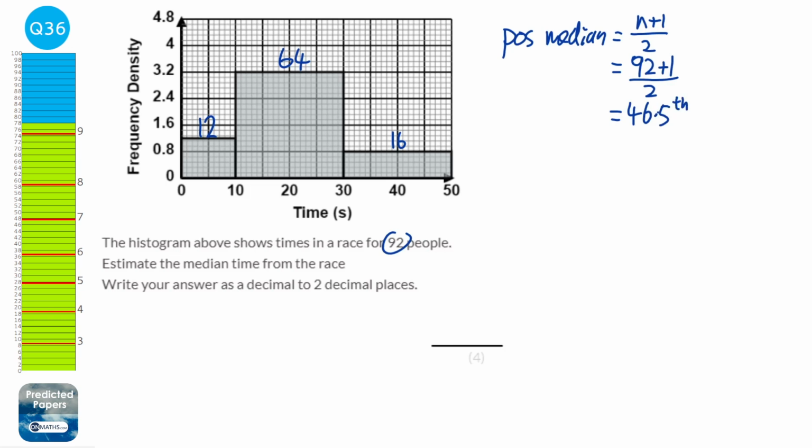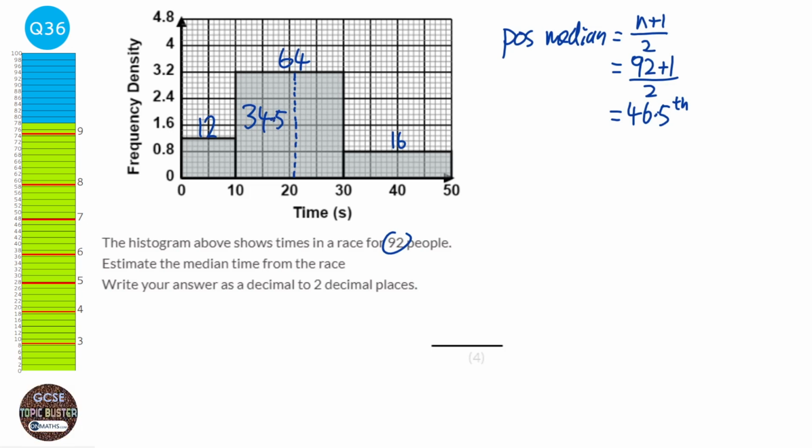Okay, so where is 46.5? Well, the first 12 are in the first bar here. The next 64 are in the next bar here. Now 46.5 would be in that group. And whereabouts is it going to be in that group? Well, we're going to take away the 12 because they're in the first group, and it is 34.5th in that group. So if there's 64 in total, it will be about here. Okay, so the frequency will be 34.5. So there will be 34.5 of them in that group.